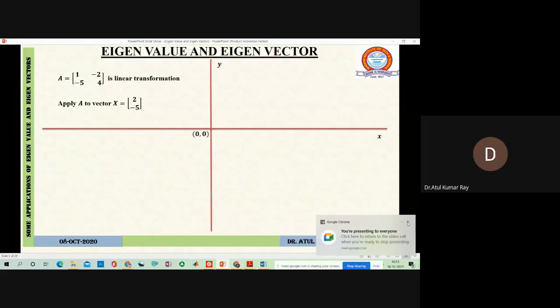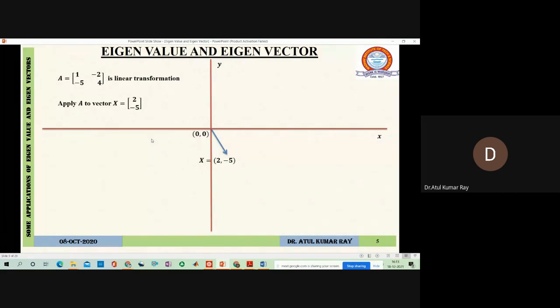No problem. So I'm going to apply this transformation A over this vector x, and let's see what it will yield. Suppose this vector x is 2, minus 5. I'm going to plot this point from the origin. This is our x, and I'm going to apply the transformation A over x. The transformation can be just A multiplied by x. So A is multiplied with x, or we can say transformation A is applied over x, and I'm getting the result 12, minus 30.